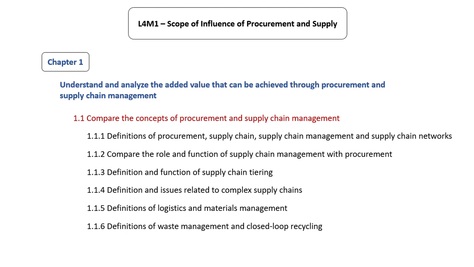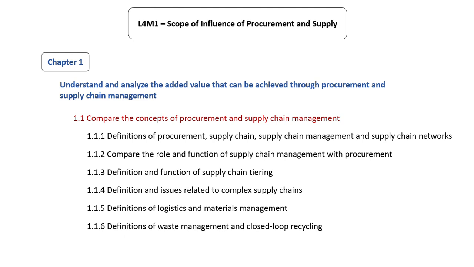In the previous lecture, we started by explaining the first book, L4M1, Scope of Influence of Procurement and Supply. We explained the first topic, which talks about comparing the concepts of procurement and supply chain management. We said that the explanation method will be in two directions. The first direction is presenting a practical example through which the first topic is fully explained, and that practical model was completed in the previous lecture. Today is the second direction, going over what the book covers to explain this topic. Let's start together with the second direction.